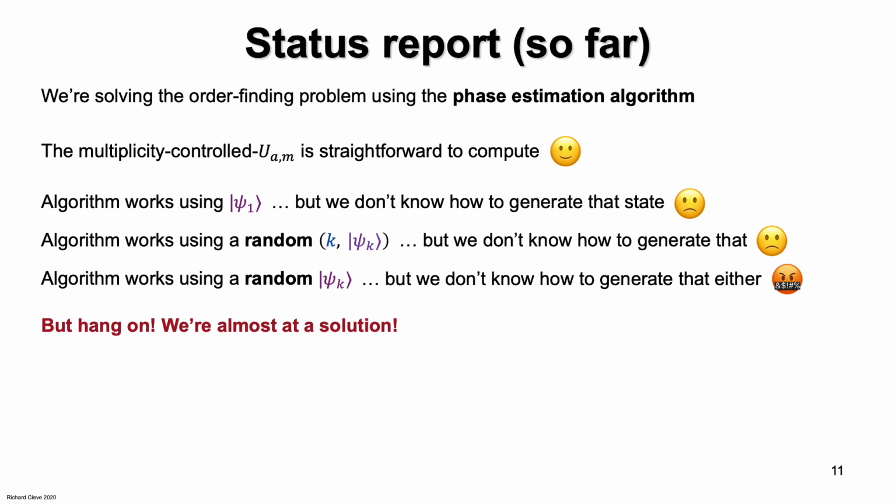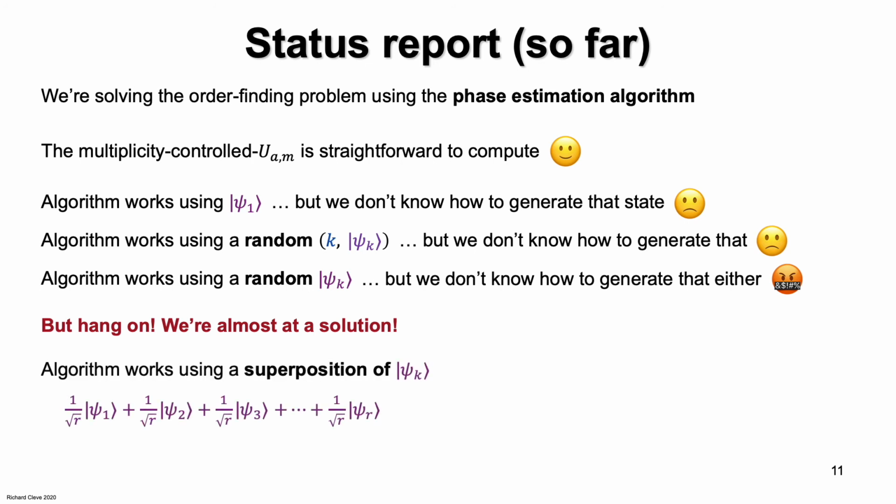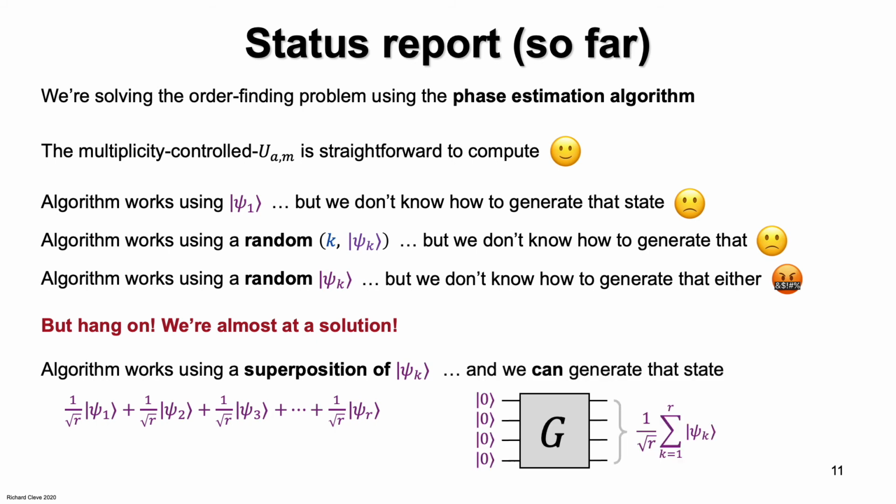What I'm going to show next is that if, instead of being given a uniformly distributed random psi k, with probability 1 over r for each k, we have a uniform superposition of the psi k's, with amplitude 1 over square root of r for each k, then we can determine r from this. And this is a state that we can generate efficiently.